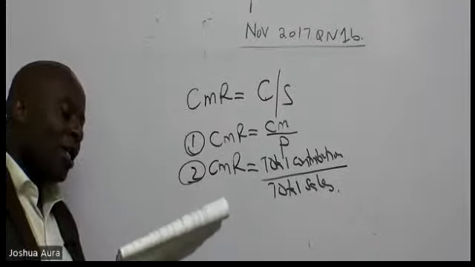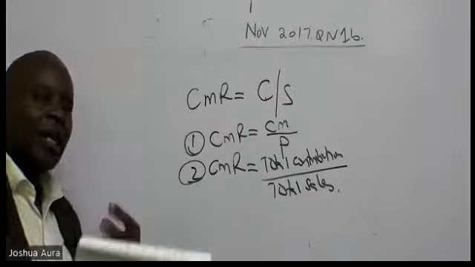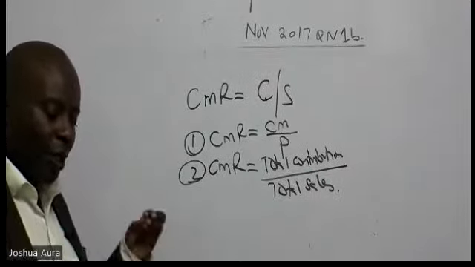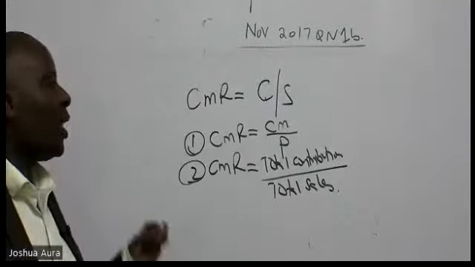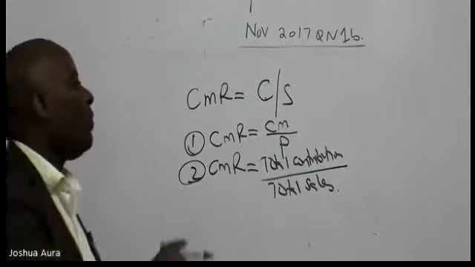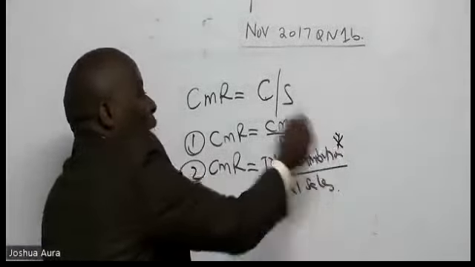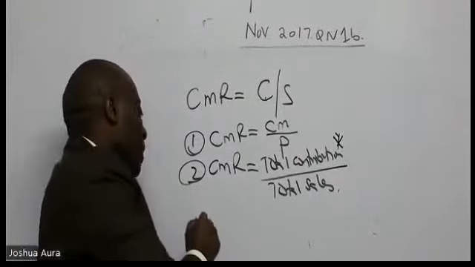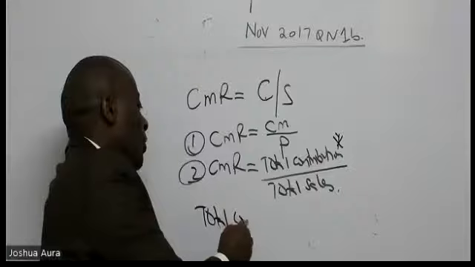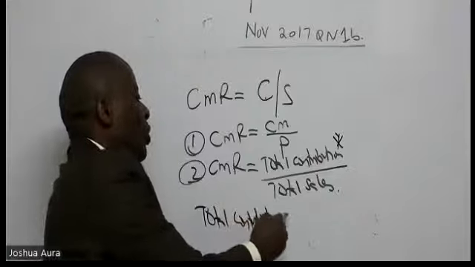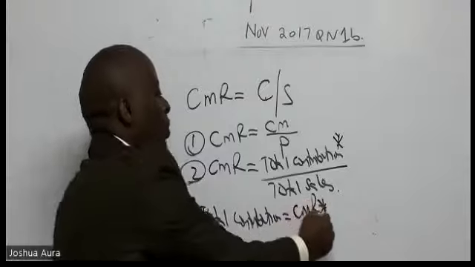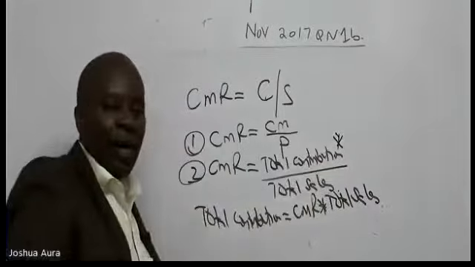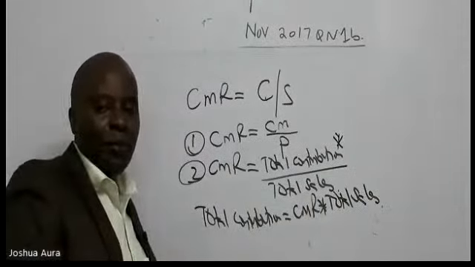So if I'm the one doing this kind of question, I can see some low-hanging fruit. The low-hanging fruit here will be to get the total contribution from each product. So could you kindly make total contribution the subject of the formula from the second equation? From the second equation, the total contribution will be equal to CMR times total sales.